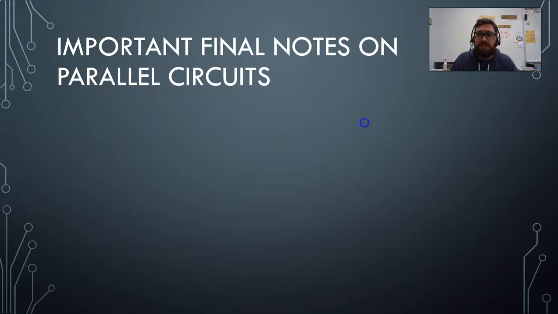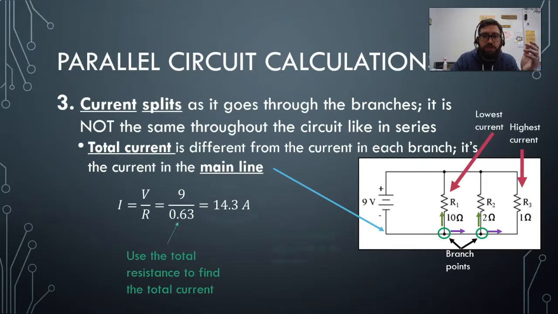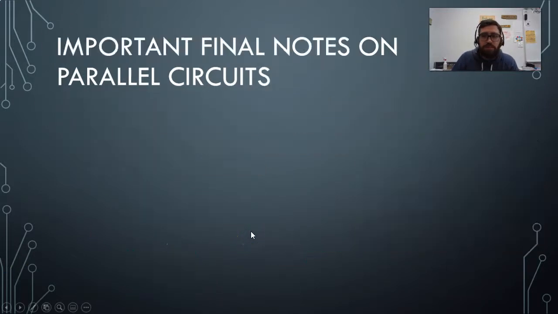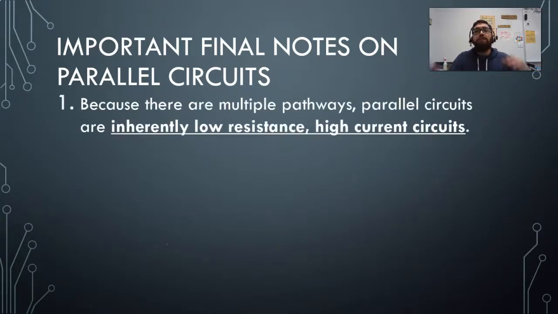It's the exact opposite. Parallel circuits, because we have multiple pathways, because we have more than one lane of traffic, so to speak. By the way, that's kind of what's going on here with the high current, it's kind of like multi-lane traffic that's going on, and we're going to get to that. Parallel circuits, you need to know, are inherently low resistance circuits and high current circuits. Low resistance, high current, because we have multiple pathways.